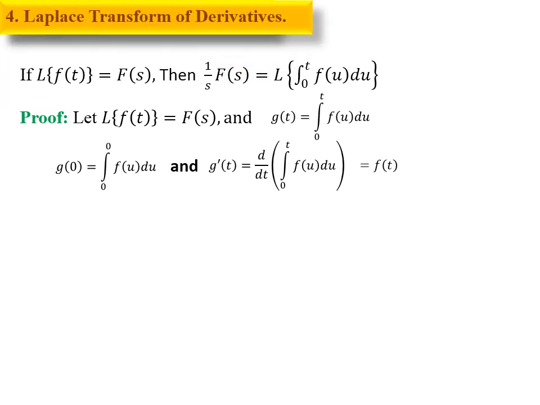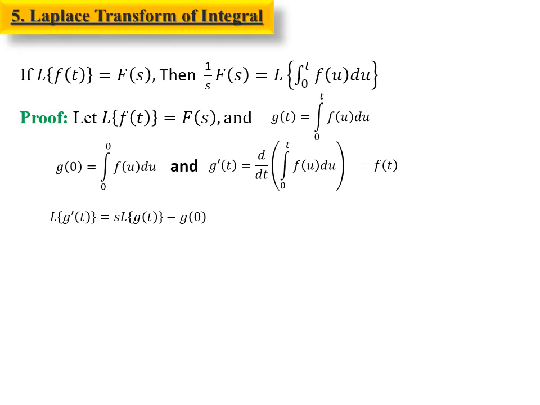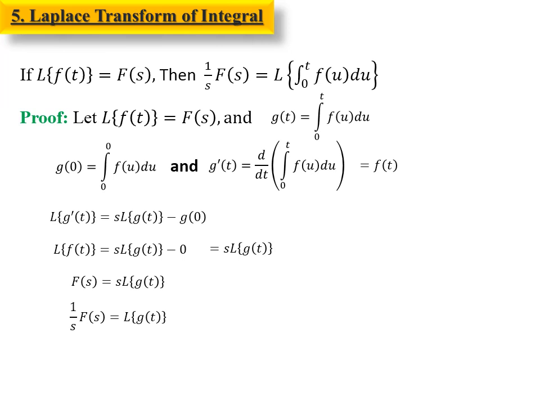Now using Laplace transform of derivative, what we get here is Laplace of g'(t) is s Laplace of g(t) minus g(0), and as you know, g(0) is 0, and Laplace of g(t) we have, so it is s Laplace of g(t). So capital F(s) is s L of g(t), and as we have seen, g(t) is integration from 0 to t f(u) du, and s we have taken to the left hand side. So finally we get the result 1 upon s F(s) is Laplace of integral from 0 to t f(u) du.